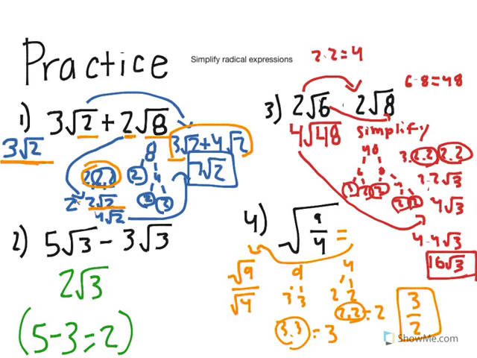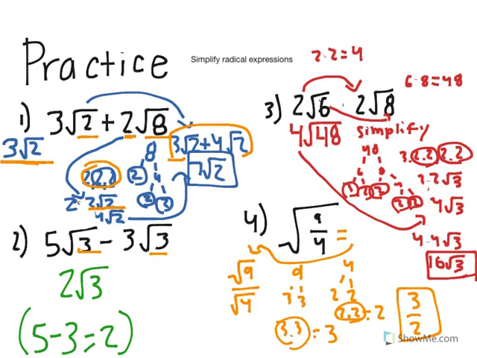Now let's move on to number 2, the subtraction problem. They each start with the same radicand. Woohoo! I didn't have to simplify anything. I can just subtract 5 from 3. 5 minus 3 is 2, so I'm just going to get 2 to the square root of 3. Simple enough.